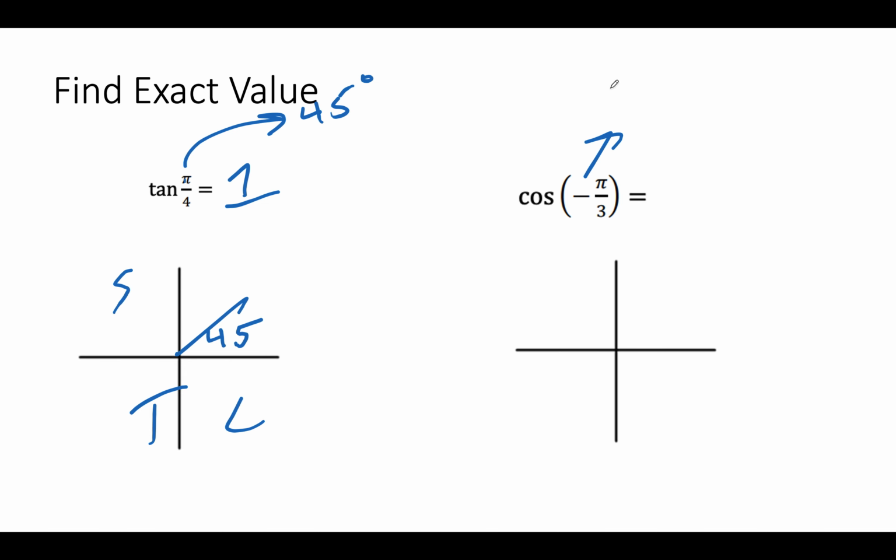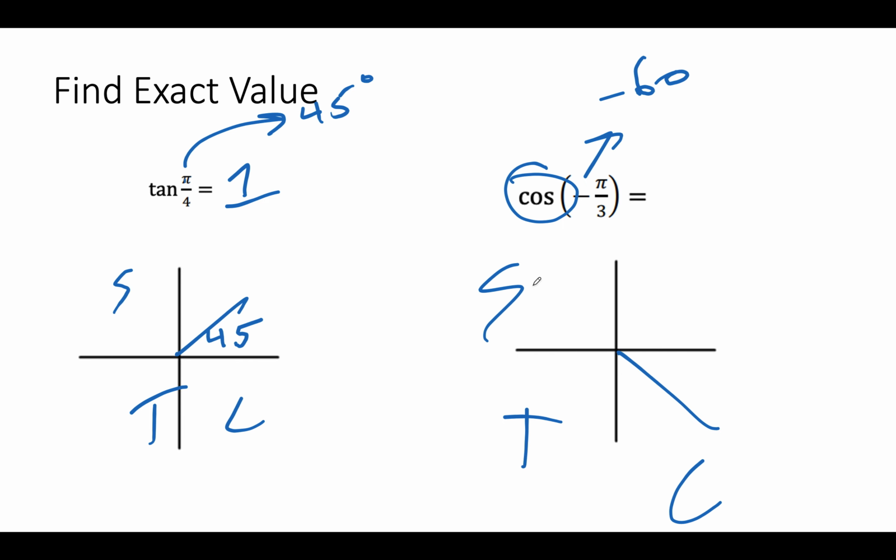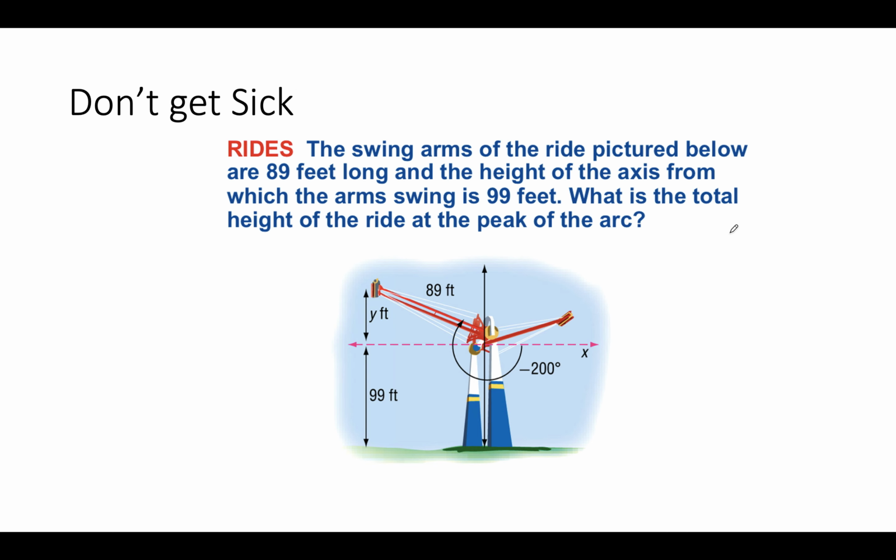Negative pi over 3. Change that. Use your little conversion. I get negative 60. Ooh, I'm in quadrant 4. But quadrant 4 for cosine, STC. Cosine is positive in quadrant 4. How lucky are we? And then I got a 60-degree reference angle. Don't forget your bow tie. 60-degree reference angle tells me that the adjacent over the hypotenuse is 1 over 2.